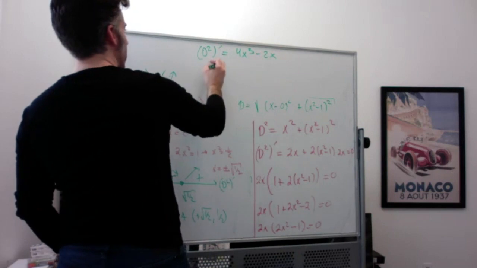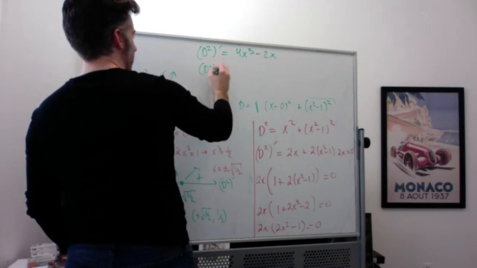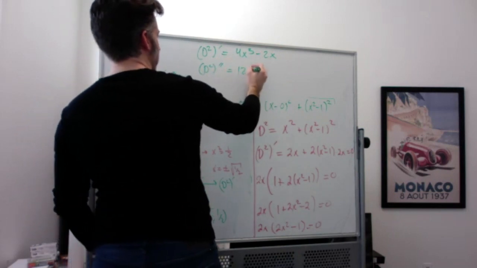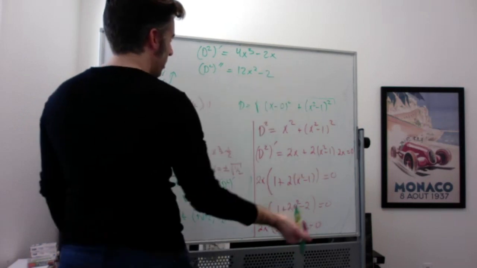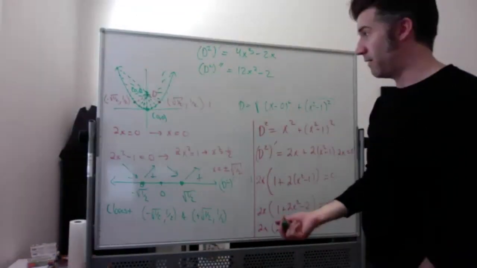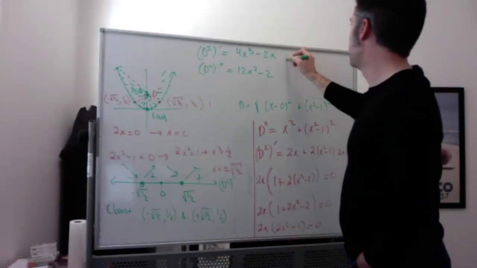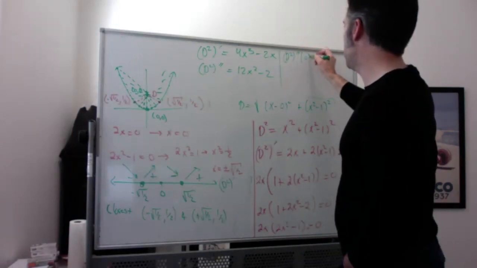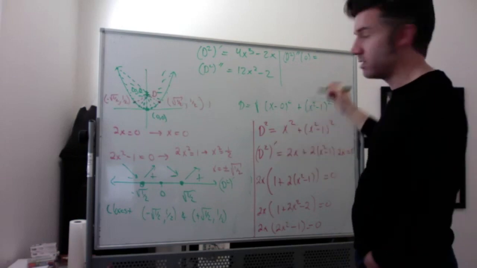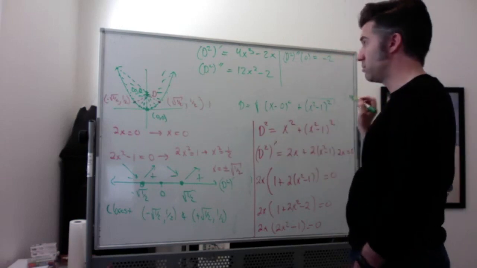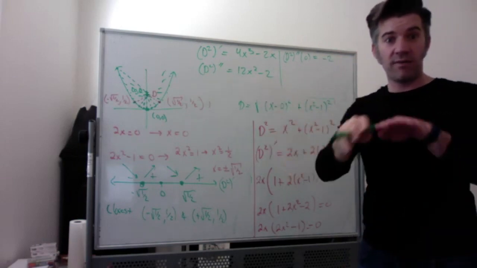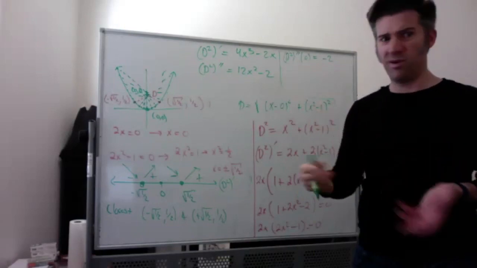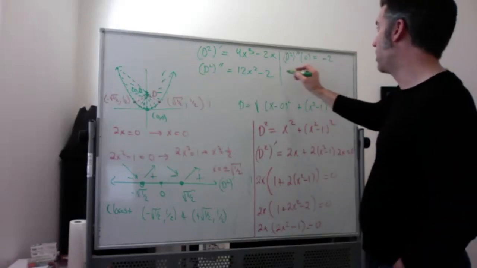And then plug in, and then take the derivative of that. You get 12x squared minus 2. And we can see that if you plug in to the second derivative at 0, you get negative 2, which means it's concave down, which means it's a max. We're looking for a min.